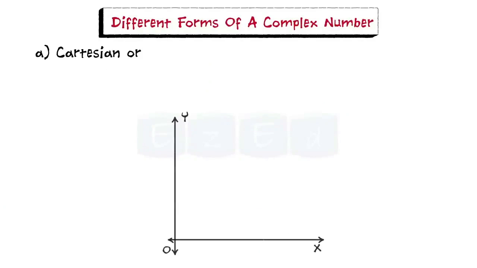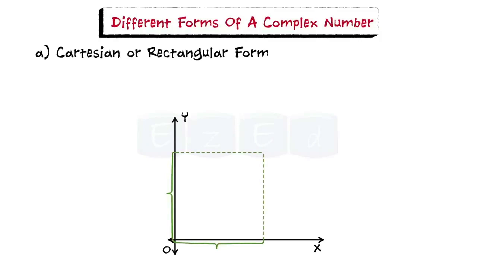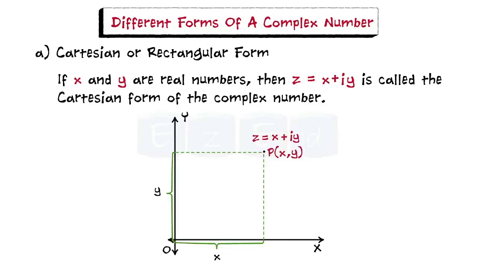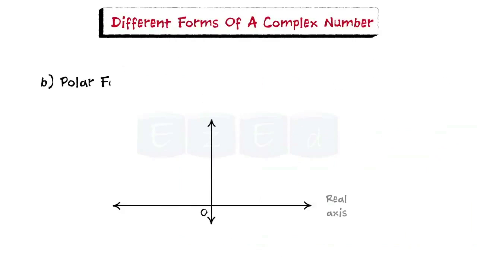Let us now look at the different forms of a complex number. The first one is the Cartesian or rectangular form. If x and y are real numbers, then z is equal to x plus iy is called the Cartesian form of the complex number. Next is the polar form.